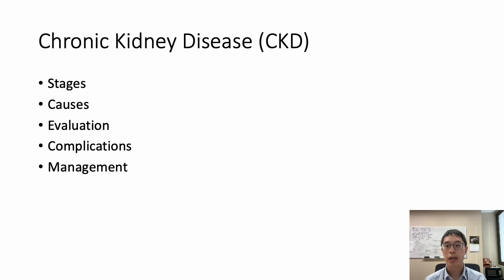When dealing with chronic kidney disease patients, it's important to think about the stage of chronic kidney disease and the cause, if known. If we need additional information, we have our evaluation process for chronic kidney disease, not unlike what we usually do for acute kidney injury. After we establish the stage and cause, we can then focus on the systemic complications of chronic kidney disease, and finally, how we manage these complications.